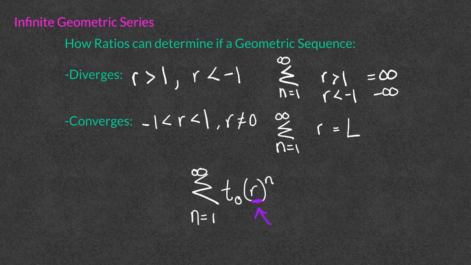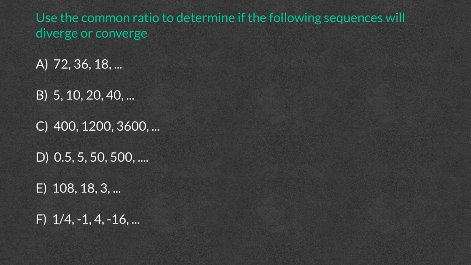So as we look here at the very bottom, you have your term a sub 0. That value is just part of the explicit rule. But the common ratio, based off of the previous criteria, we can determine then if it's going to diverge or converge, if my sum's going to end up at infinity or negative infinity, or is it going to go to a specific value or a specific limit. So let's take a look at some sequences. I want you to find the common ratio and then determine based off of that if the sequence will diverge or converge.